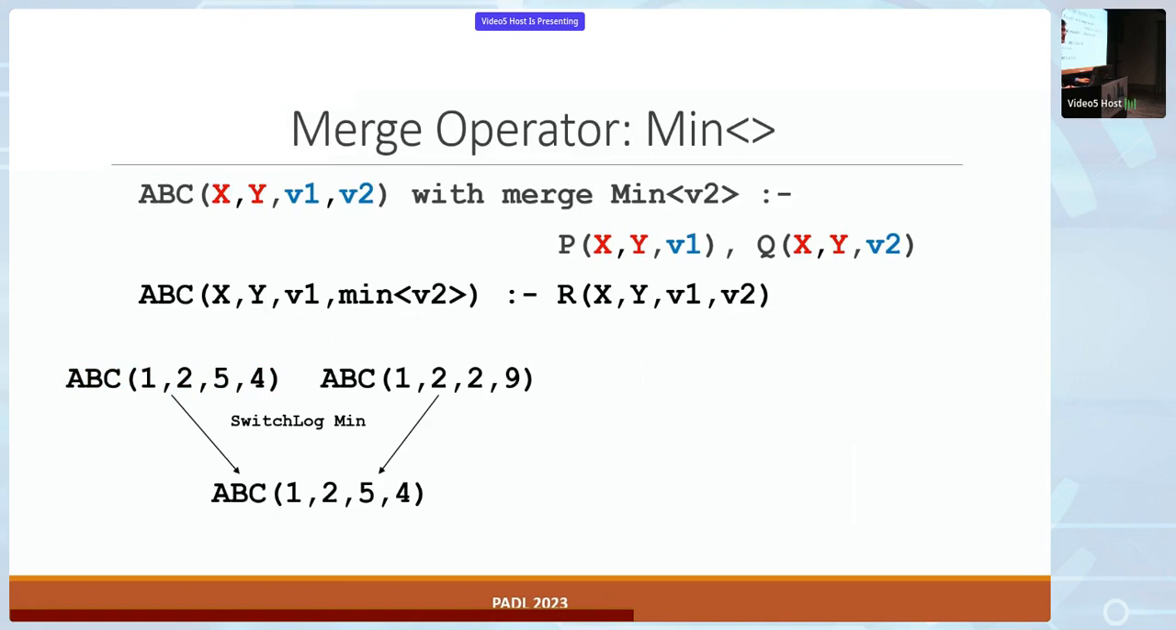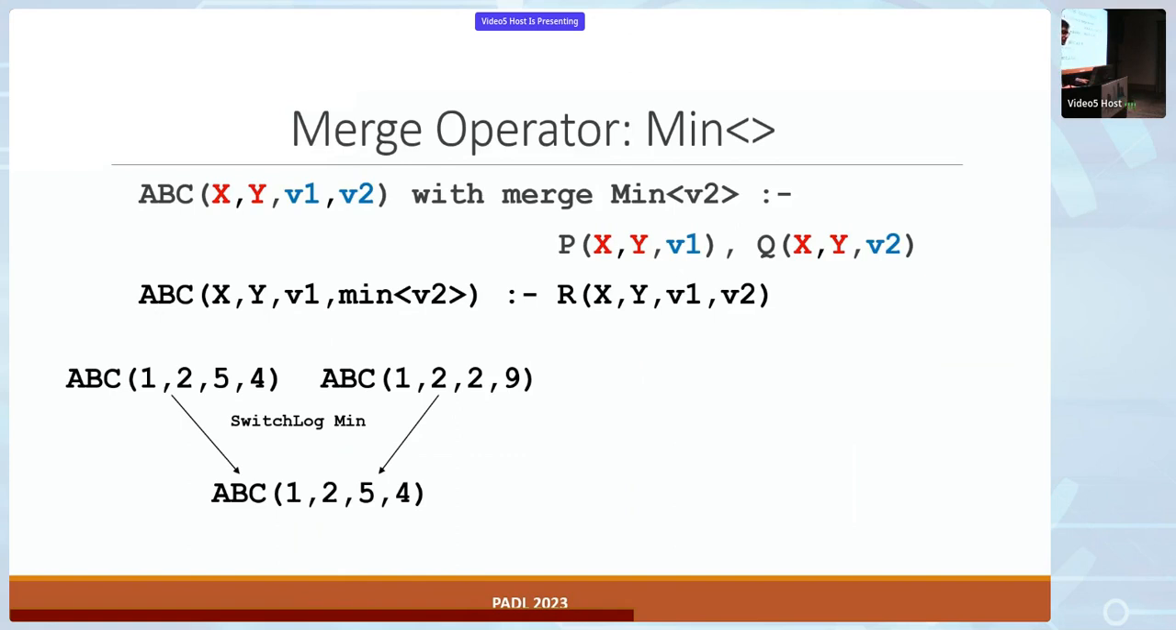And this helps us maintain the invariant that for a given set of keys, you have just one derived fact. Now, the second rule we have is a standard Datalog rule with the minimum aggregate operator. So if you have ABC X Y V1 min V2, if R X Y V1 V2, and notice this has no keys and values.